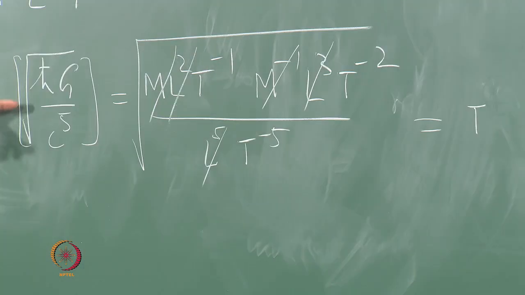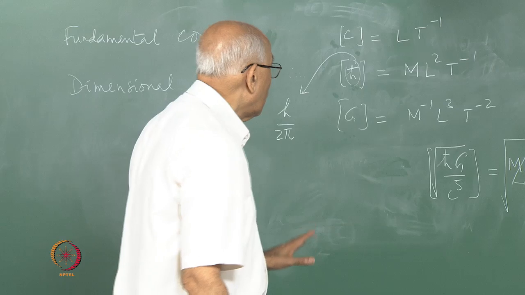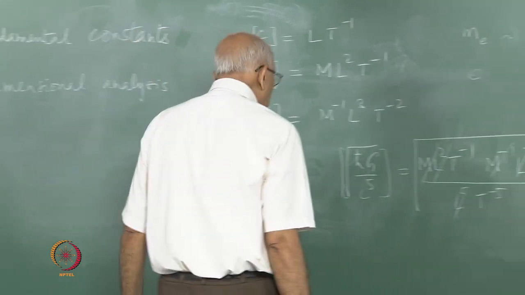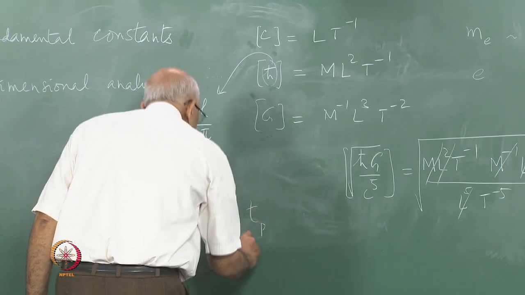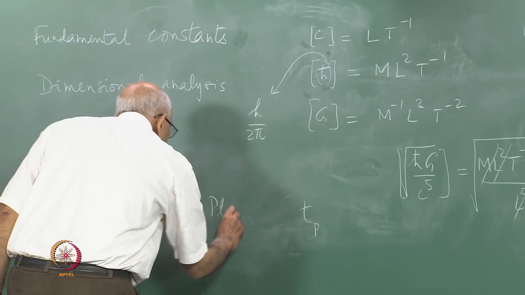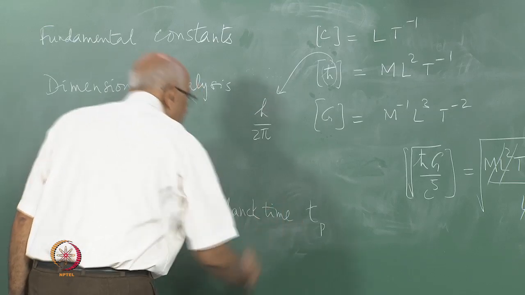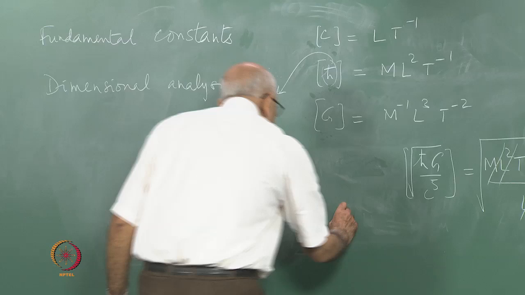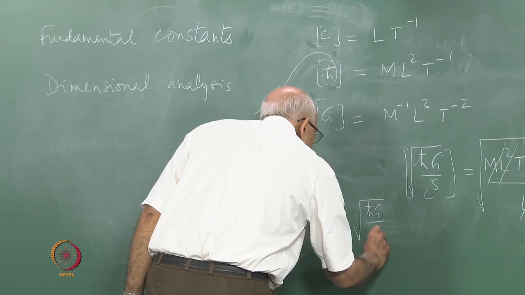So this says that the combination h cross G over c to the power 5 has the physical dimensions of a time and nothing more. All the L's cancel out. So what would you call this time? It is called the Planck time. T Planck is equal to the square root of h cross G over c to the power 5.